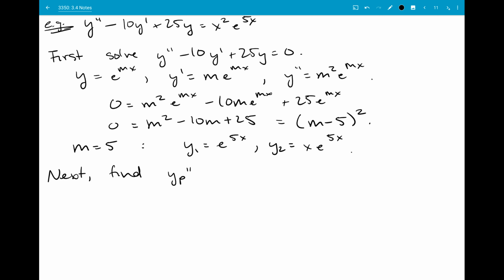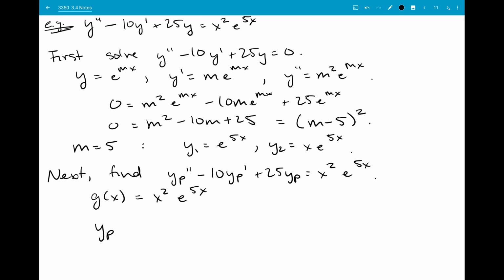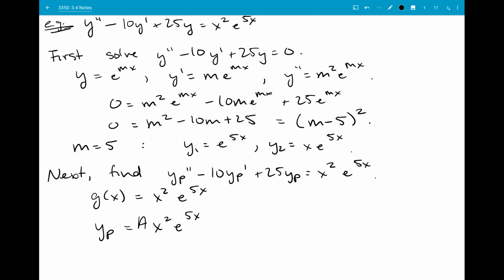Then I want to find my y sub p that satisfies the entire differential equation. And so for that, I would say, okay, my g of x is x^2 e^(5x). And so my y sub p is going to, by premise A, have x^2 e^(5x) in it. And then by premise B, it should have all derivatives. So bx e^(5x) and c e^(5x).